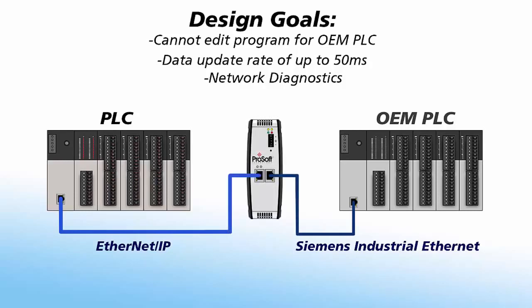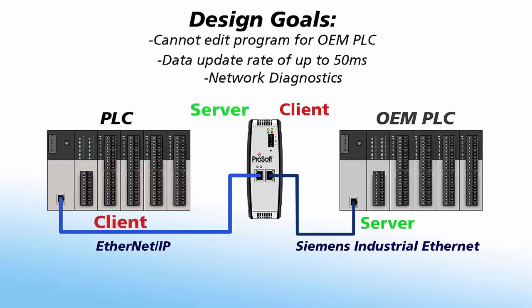Therefore, for this example, we will use our gateway as a client on Siemens Industrial Ethernet in order to communicate with the OEM PLC acting as a server. When our gateway's port is configured as a client, it has a poll rate that sets your communication update interval and does not get sent at a lower priority like a PLC client message. This gives you fast, consistent communications.